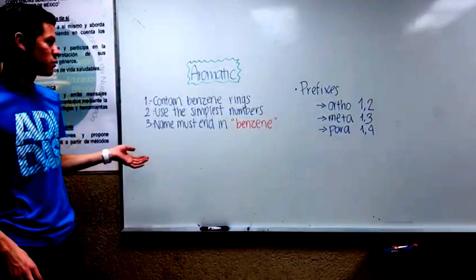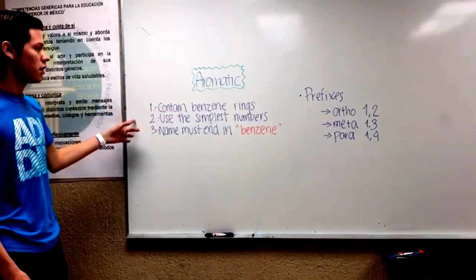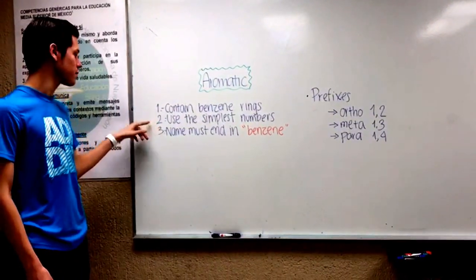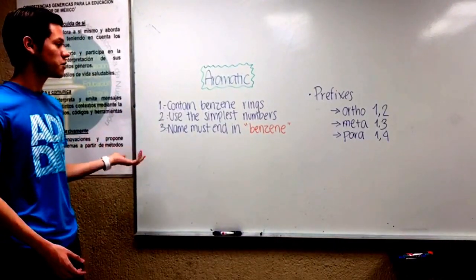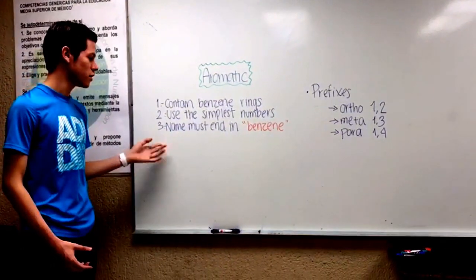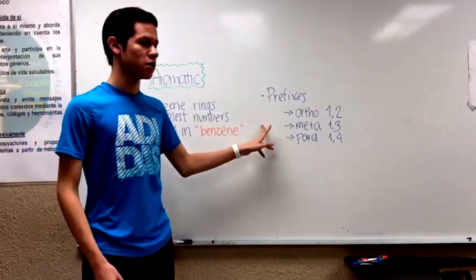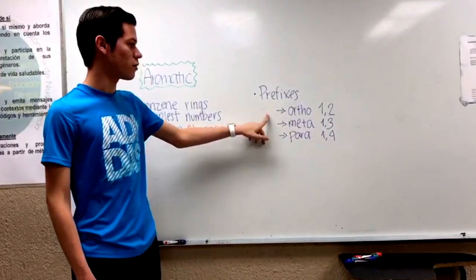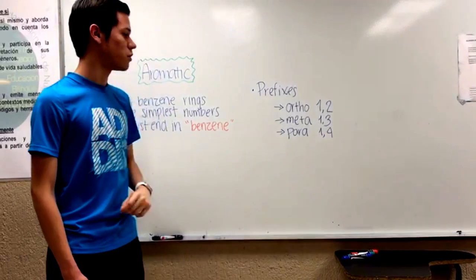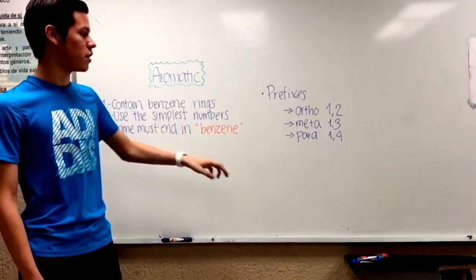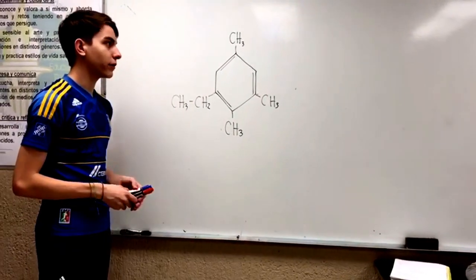Well, these are the basic IUPAC rules for the aromatics. Rule number 1, they must contain benzene rings. Number 2, you have to use the simplest numbers. And rule number 3, the name must end in benzene. Another way to name them is to use the prefixes ortho when you have substituents in number 1 and number 2, meta when you have substituents in number 1 and number 3, and para when they are in number 1 and number 4. Well, this is an example of an aromatic.